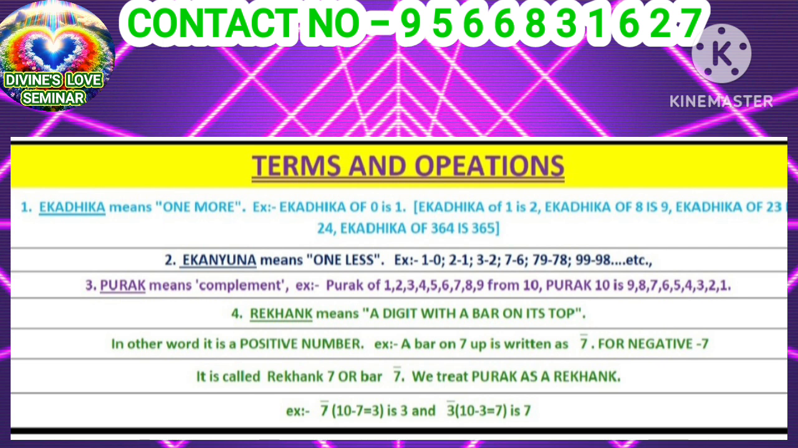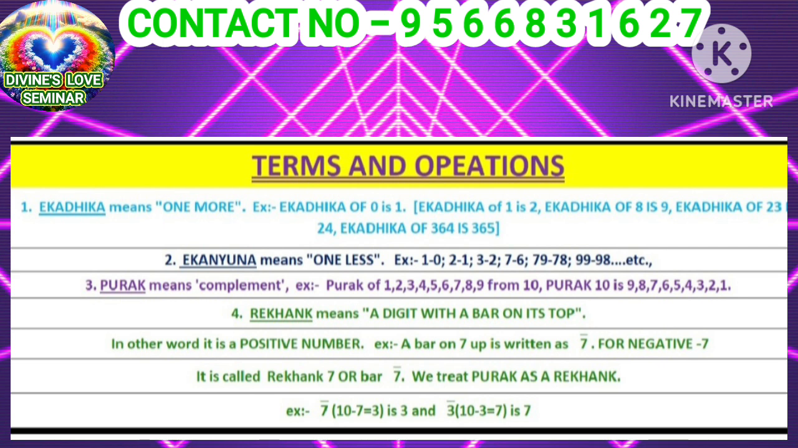We treat Purak as a Rekhank. Example, one sum I'll teach. 7 bar, that is, inside the bracket, we should write 10 minus 7 is equal to 3. And 3 bar, that is 10 minus 3 equal to 7.